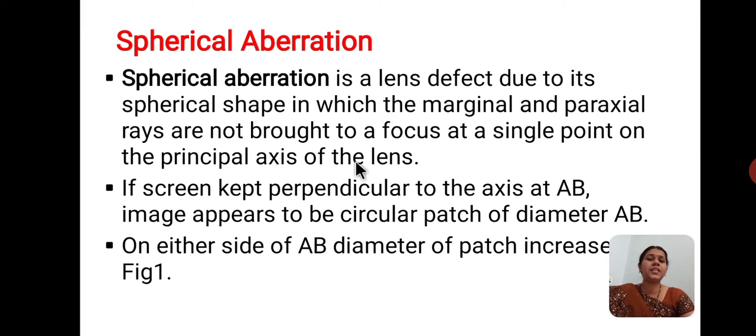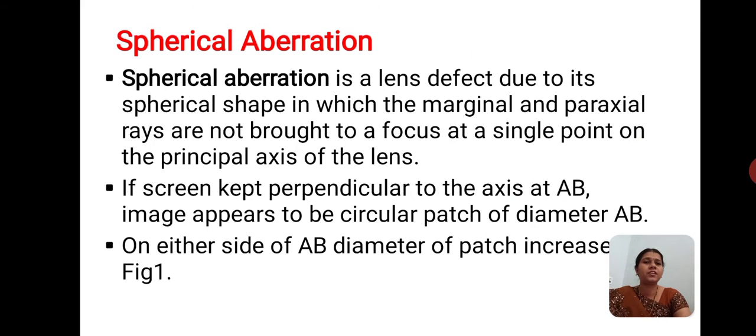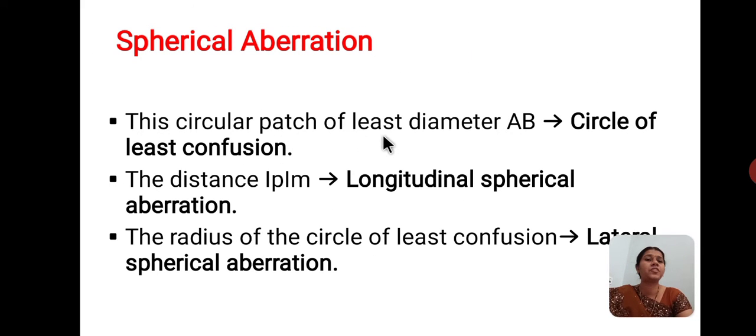Suppose the screen is kept perpendicular to the axis at AB. If the screen is placed at AB, the image will appear like a circular patch of diameter AB. Here you are getting a circular patch of diameter AB. This patch of diameter AB, we call the circle of least confusion. The circular patch of least diameter AB is known as the circle of least confusion.